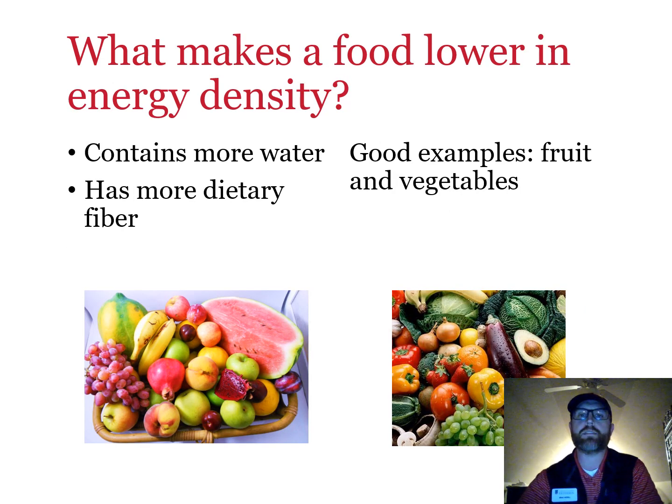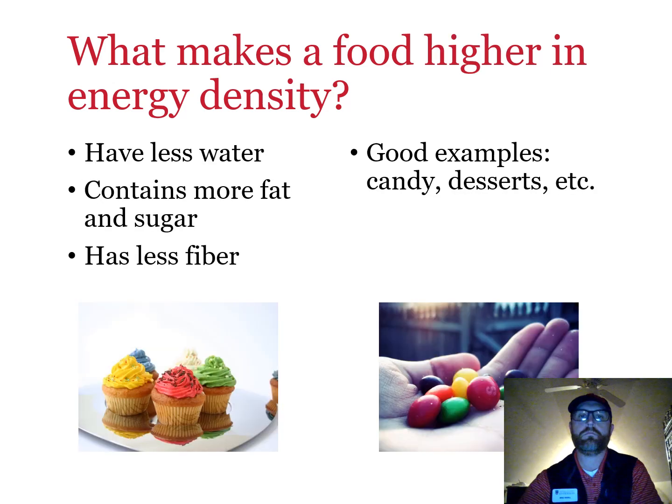Foods with lower energy densities tend to have more water and dietary fiber. Good examples are fruits and vegetables. Foods with higher energy densities tend to contain less water, more fat and sugar, and less fiber. Good examples are candy and desserts.